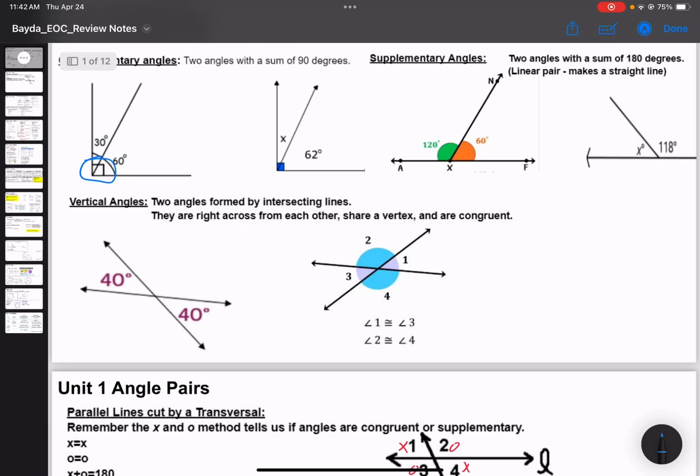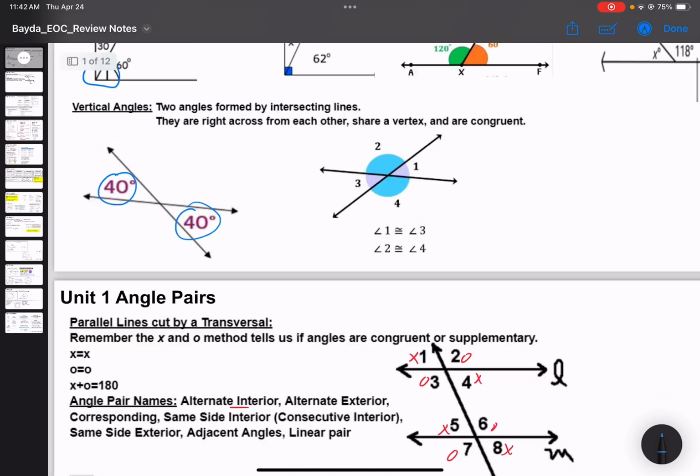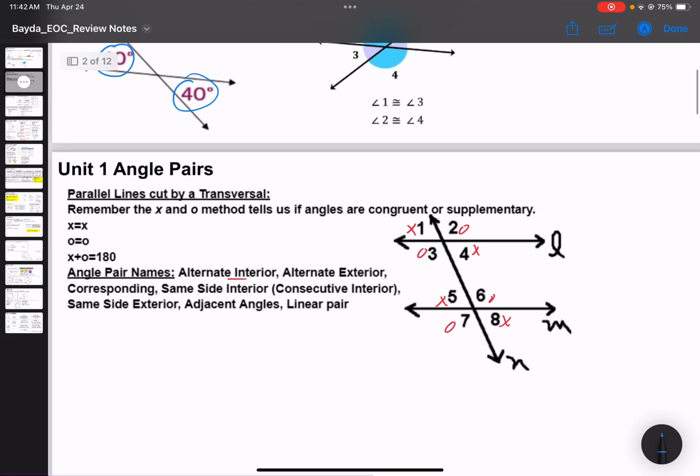Another big topic is knowing about your vertical angles, because we see these all over in geometry. It's angles directly across from each other, and you got to know that those will always be congruent, which means they are equal measure. Furthermore, you should see some parallel lines cut by a transversal in your test today.